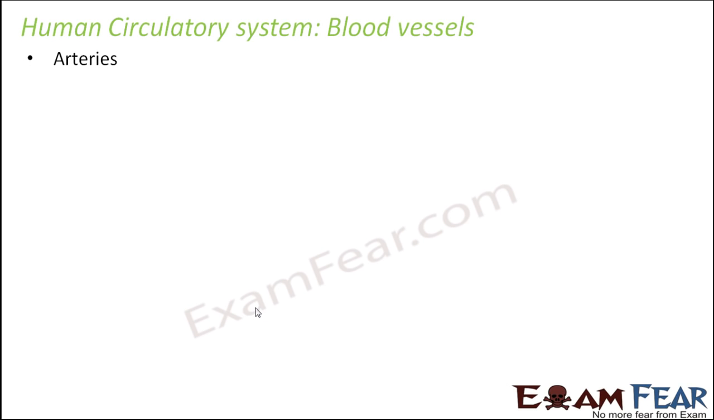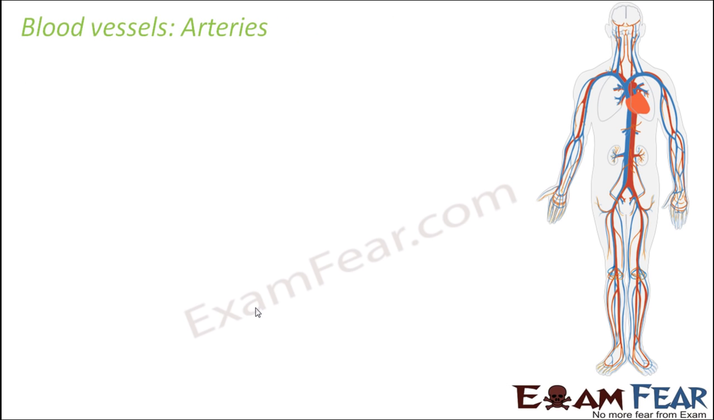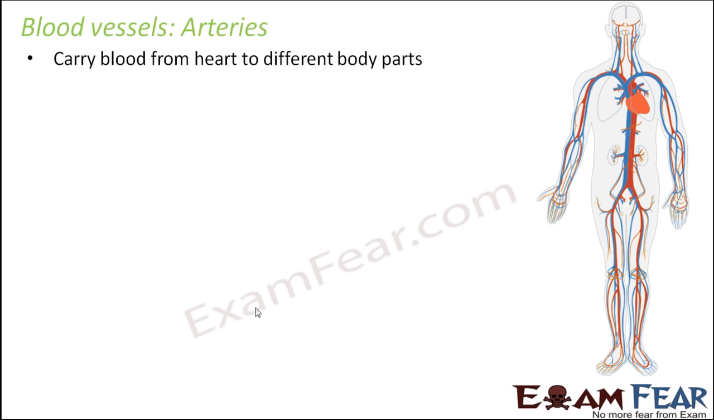Now there are many different types of blood vessels found in the human circulatory system. Some of the important ones are arteries, veins and capillaries. We are going to discuss each of them in detail: what each of them carries and how they look. So let us start our discussion with arteries. They carry blood from the heart to different parts of the body.